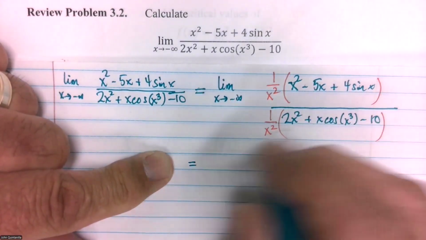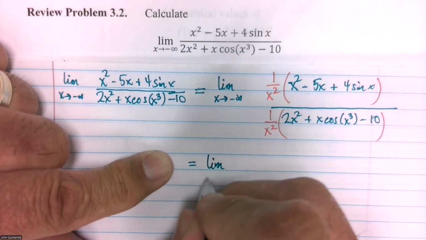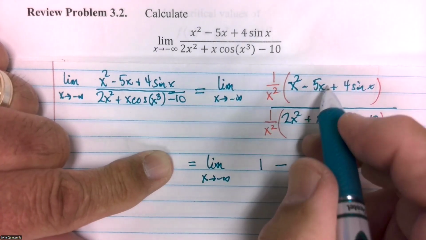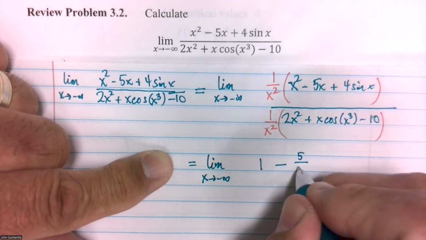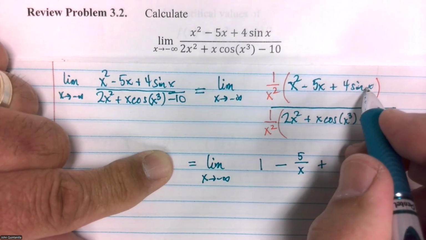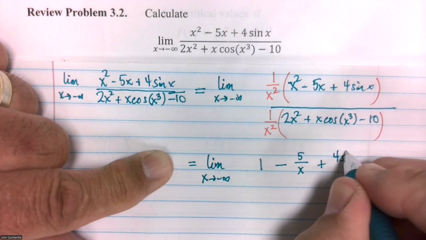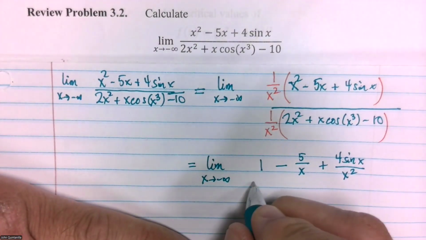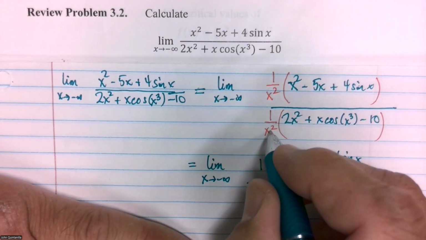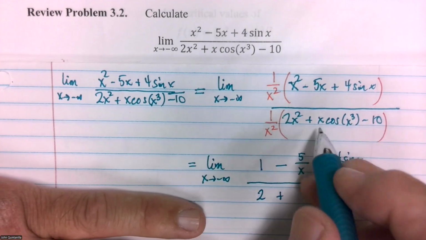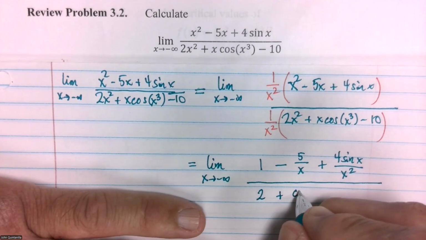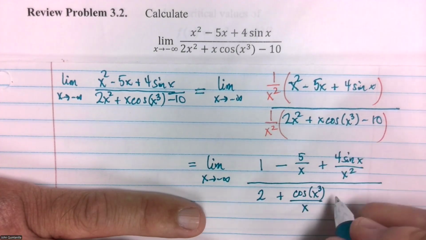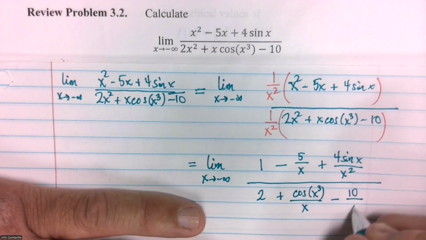Now let me multiply out in both the top and the bottom. In the top, x squared over x squared is 1, 5x over x squared is 5 over x, and 4 sine x over x squared is just that, 4 sine x over x squared. In the bottom, 2x squared over x squared is 2. X over x squared is 1 over x, so I'd have cosine of x cubed over x, and then minus 10 over x squared.